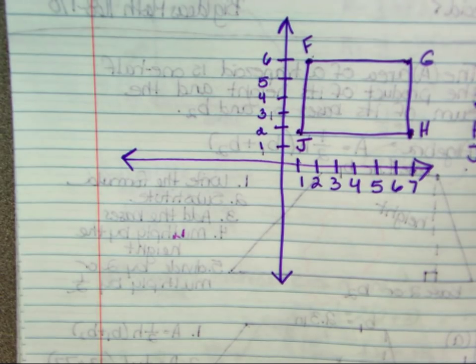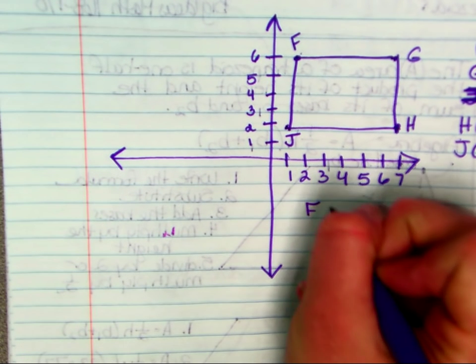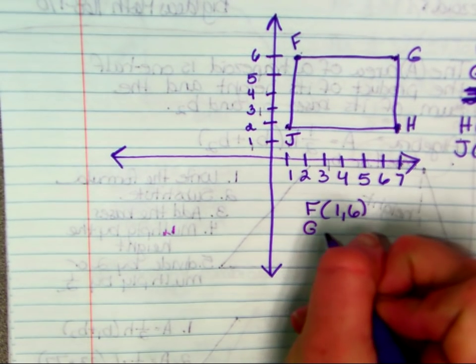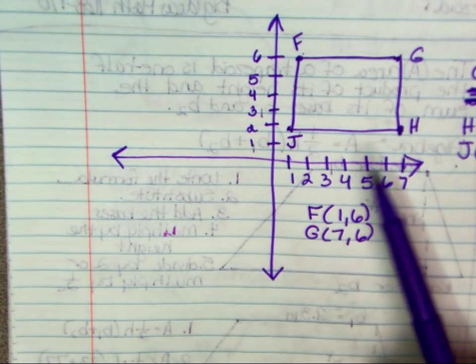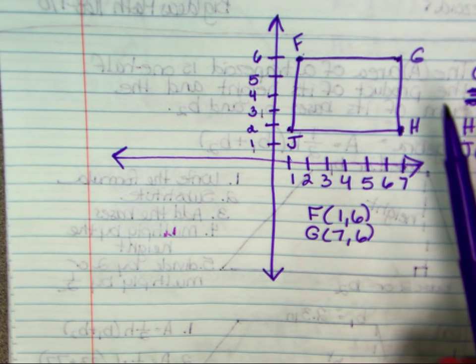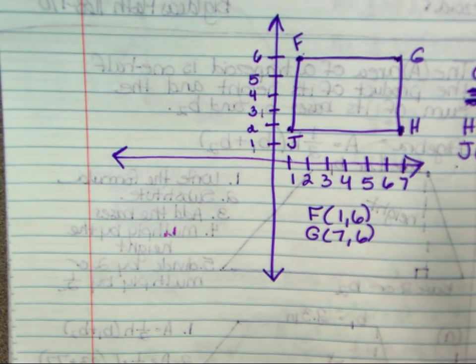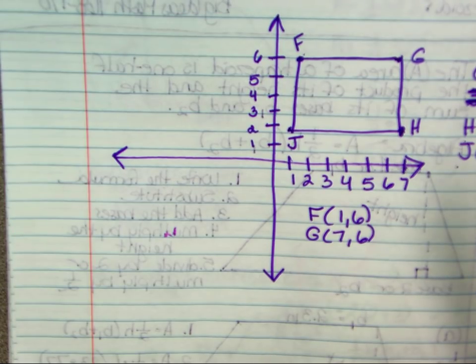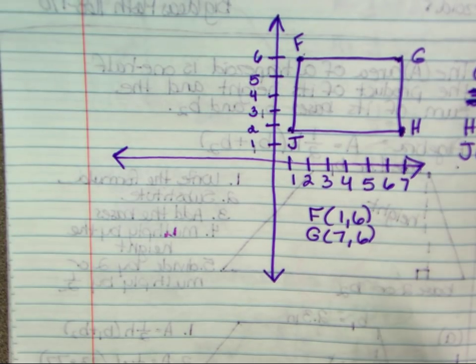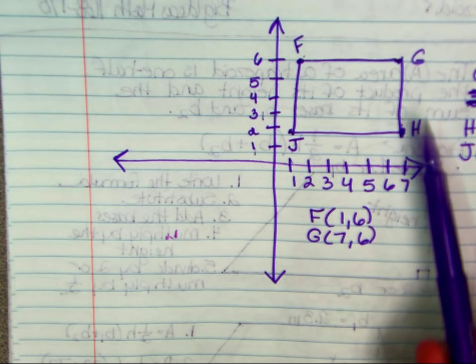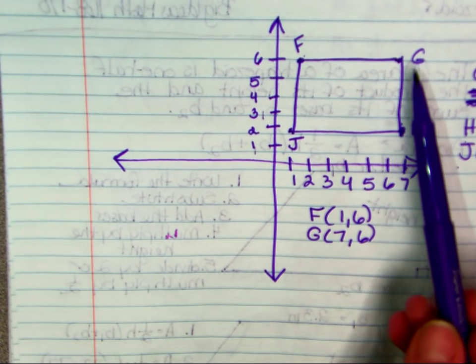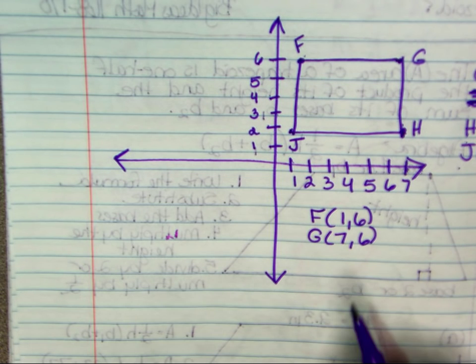Now what I can do here is find the horizontal difference between F and G. Remember, F is 1, 6, G is 7, 6, and I want to figure out the distance, the length, between this one and this one. Now clearly I could count. I could just go, okay, it's 1, 2, and count. But there's another way to do this where I look at my ordered pairs.